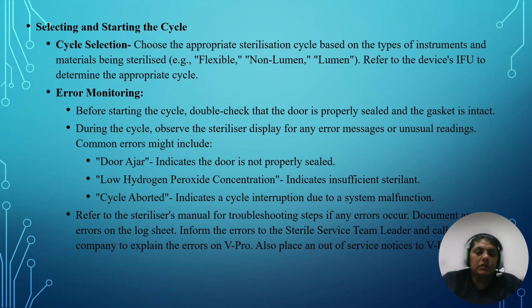Common errors might include: door ajar, which indicates the door is not properly sealed. Low hydrogen peroxide concentration, which indicates insufficient sterilant. Cycle abort, which indicates a cycle interruption due to a cycle malfunction. Refer to the sterilizer manual for troubleshooting steps. If any error occurs, document the error on the log sheet.